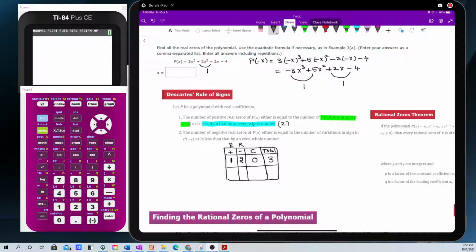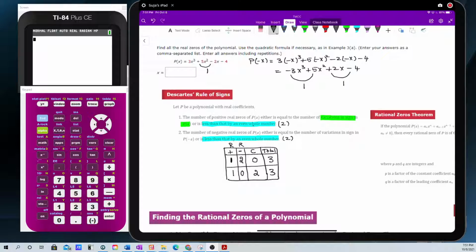Now since the negative zeros are 2, I must apply the second part, which is less than that number by an even whole number. Again, it's 2, so it's telling me to take 2 down from what you have. So 2 minus 2 is 0. This 1 is going to come down, and since this became 0, the 2 that disappeared is going to appear on the complex side. The total has to be 3. When I go horizontally and add it, I have to have a maximum of 3. This is what Descartes' rule of signs is saying.